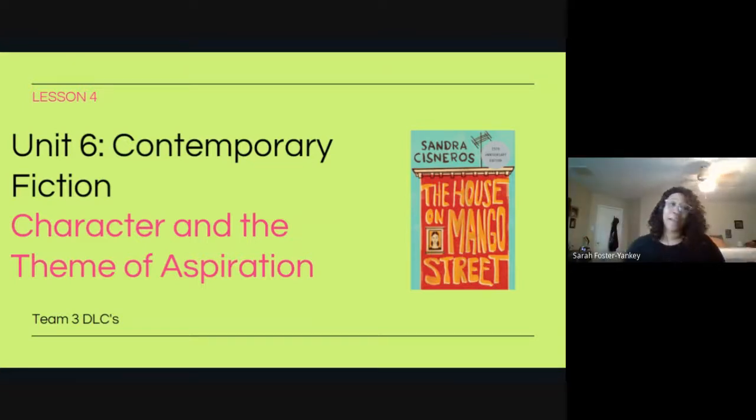Great. All right. So today we are in Unit 6, Contemporary Fiction, and this is Lesson 4, Character and the Theme of Aspiration in The House on Mango Street.